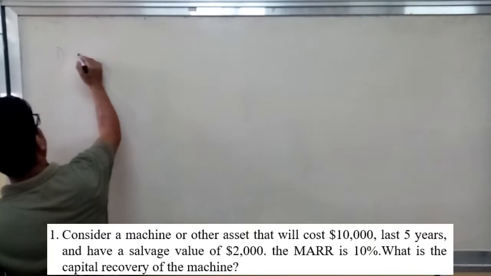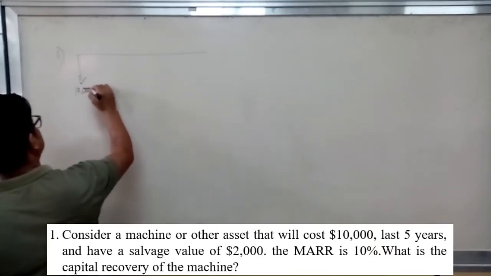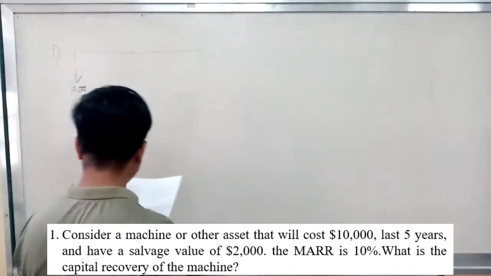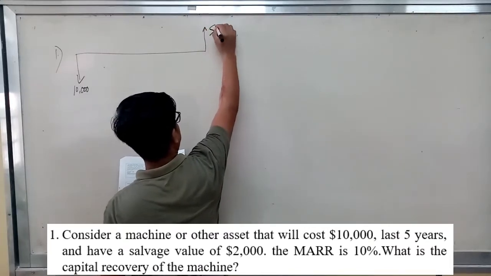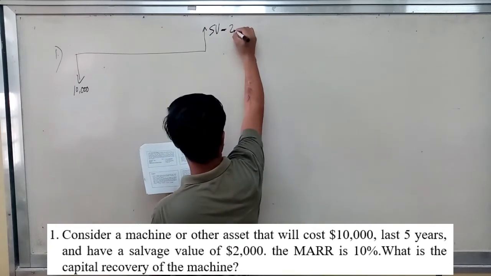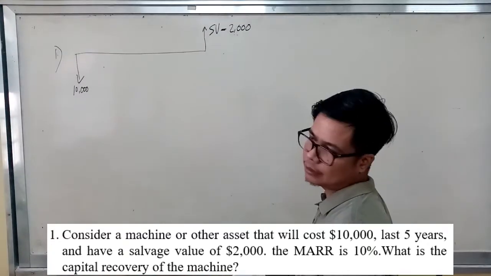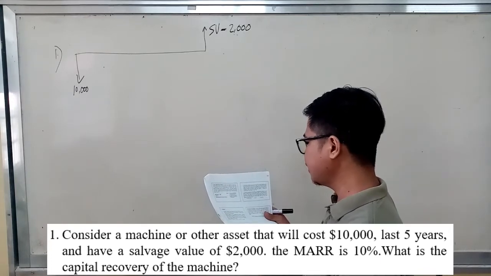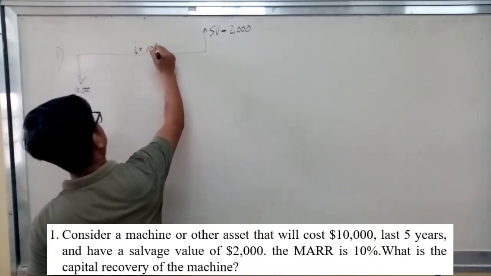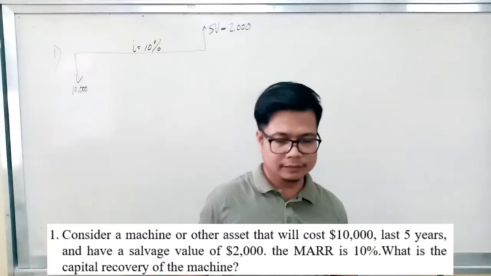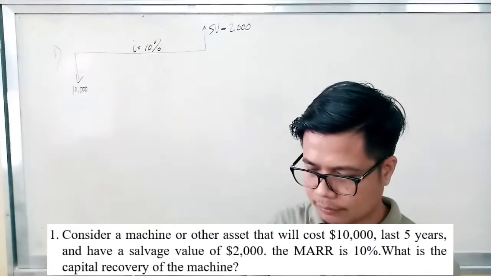So, dito, nagkaroon tayo ng cash flow. So, $10,000 ang investment cost niya or the first cost. And the salvage value. So, meron siyang future worth or the salvage value. Ibig sabihin, ito yung pag binenta mo yung machine, yun na lang halaga niya after 5 years. So, the amount at the end of its useful life. So, 10% MARR. Now, wala tayong annual income. Okay?